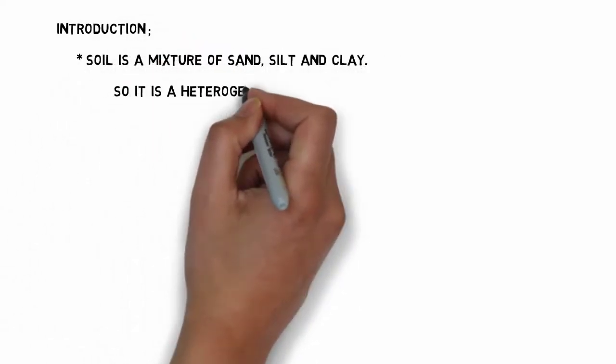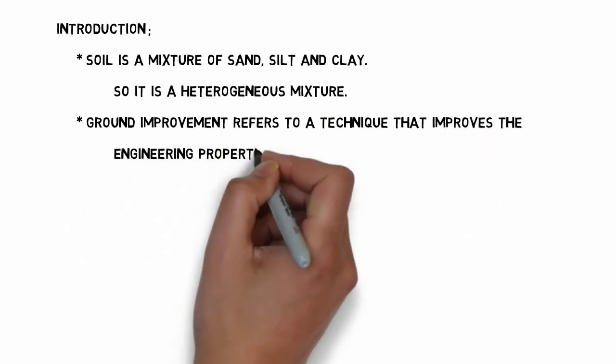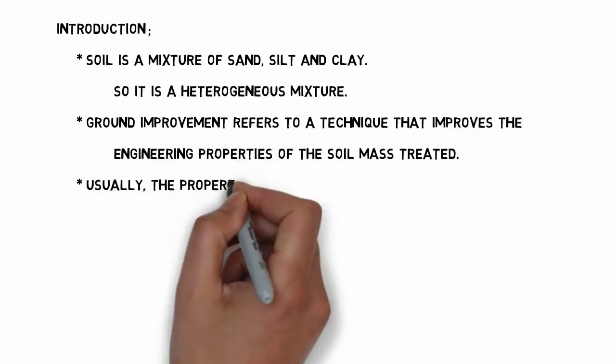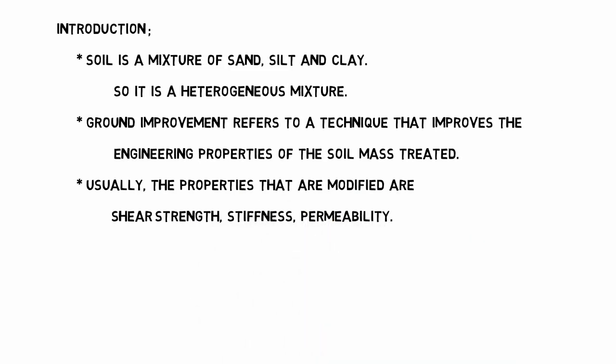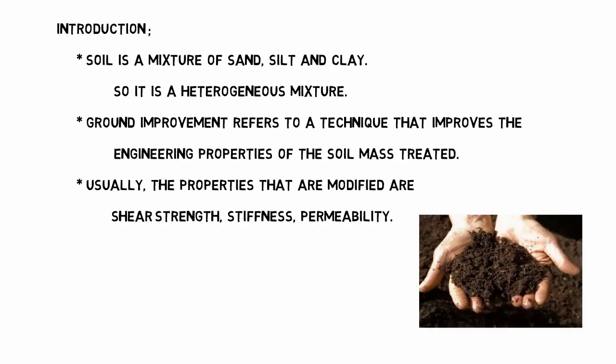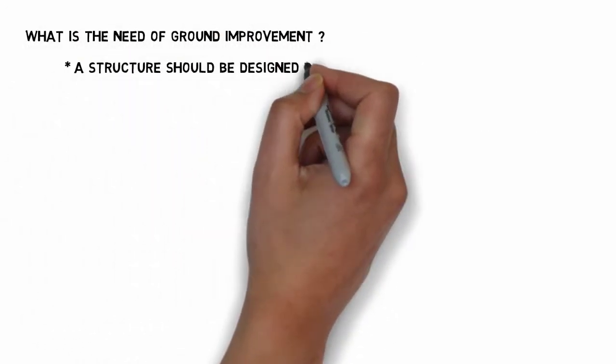Introduction. Soil is a mixture of sand, silt and clay, so it is a heterogeneous mixture. Ground improvement refers to a technique that improves the engineering properties of the soil mass treated. Usually the properties that are modified are shear strength, stiffness and permeability. What is the need of ground improvement?